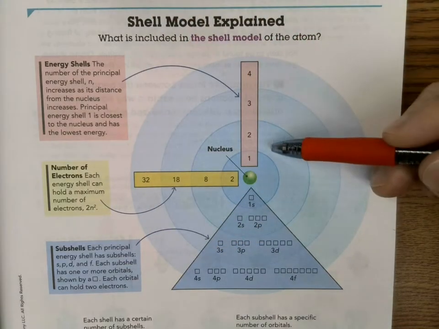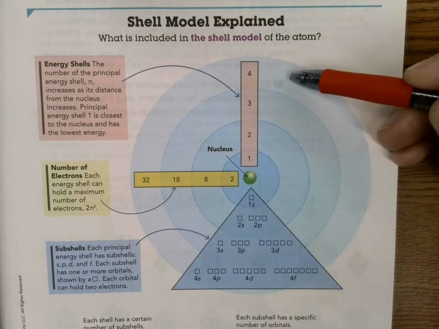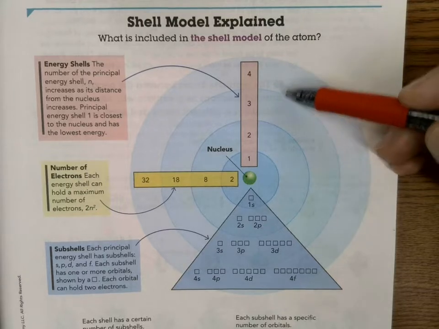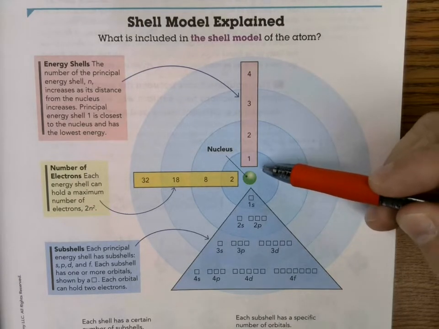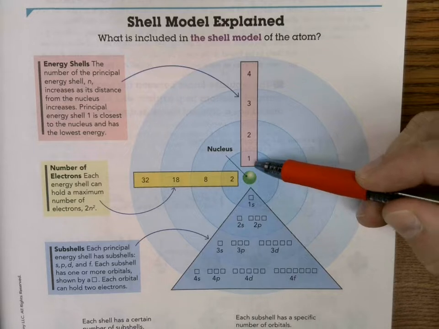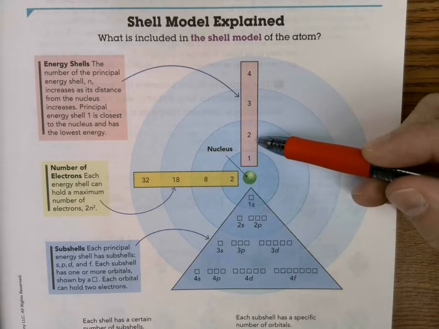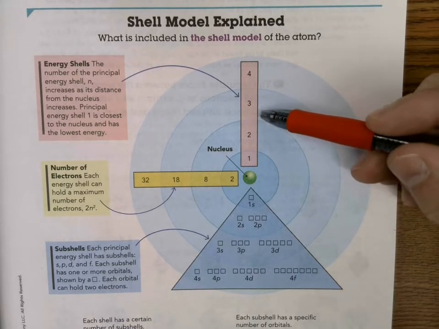Okay, so the idea is that the highest energy level is out here, and electrons want to be at the lowest energy level possible, so they want to be down in level 1. Okay, but if it's filled, you have to go to the next level, and if it's filled here, you got to go to the next level. If it's filled, you got to go to the next level.